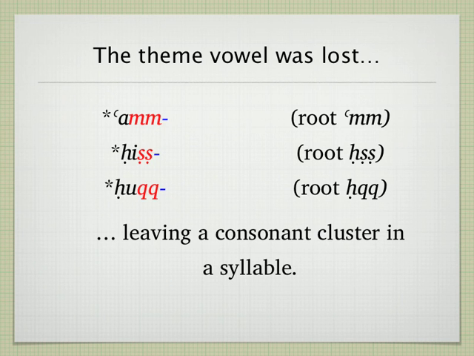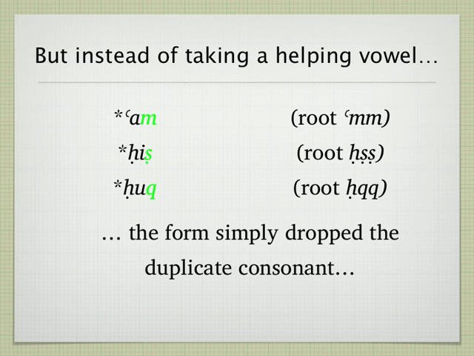In the unsuffixed forms, like the masculine singular, the theme vowel was lost. And so amu becomes am, chitsu becomes chits, huku becomes huk. Here's where the segolates inserted a helping vowel, and so you might expect amem, chitsits, hukuk, hukek. But instead, the doubling just drops off. It was simpler to simply drop the duplicate consonant instead of inserting a helping vowel.